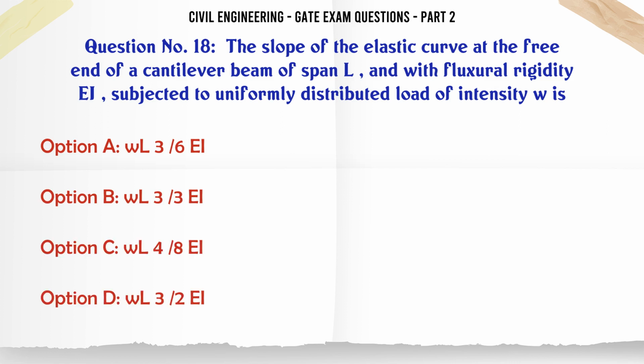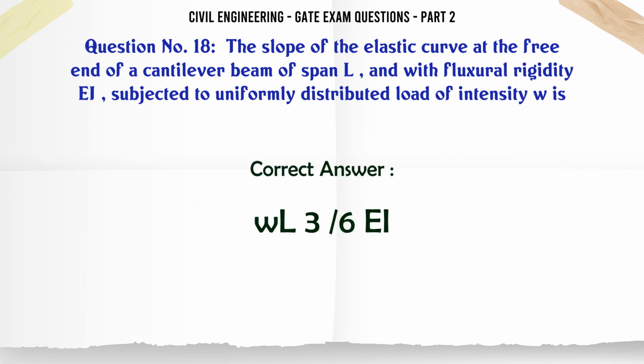The slope of the elastic curve at the free end of a cantilever beam of span L and with flexural rigidity EI subjected to uniformly distributed load of intensity W is A. WL^3/6EI, B. WL^3/3EI, C. WL^3/48EI, D. WL^3/2EI. The correct answer is WL^3/6EI.